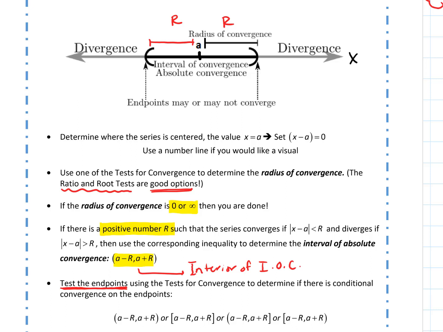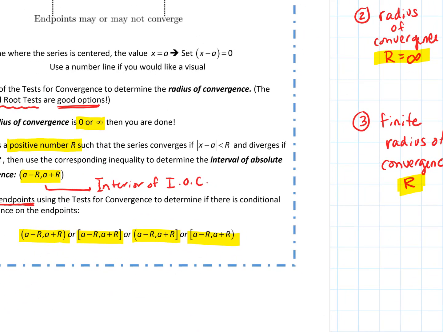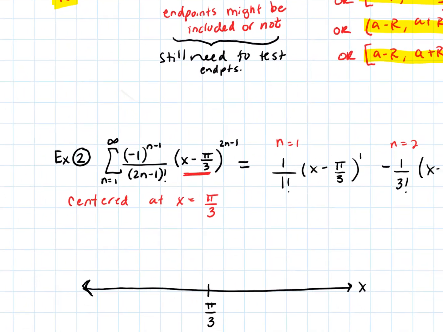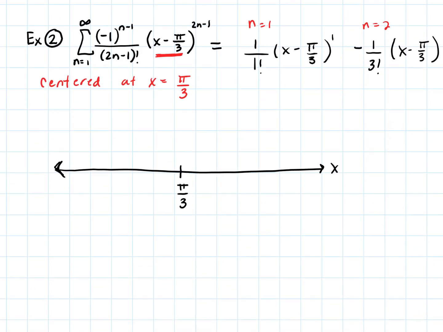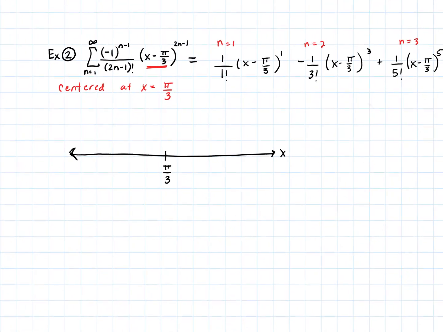Okay? Because you do end up with 4 different possibilities for your interval of convergence. It's either all open, both endpoints included, or it's half open, half closed. Okay, so let's jump right into an example, and it was one that we had looked at in the first video just to see what a power series looks like.